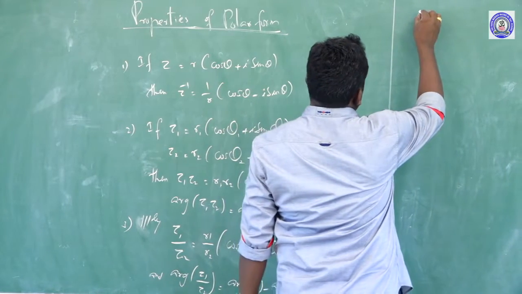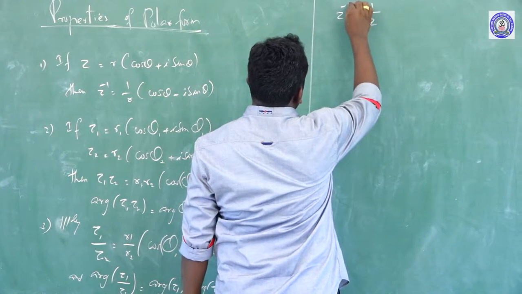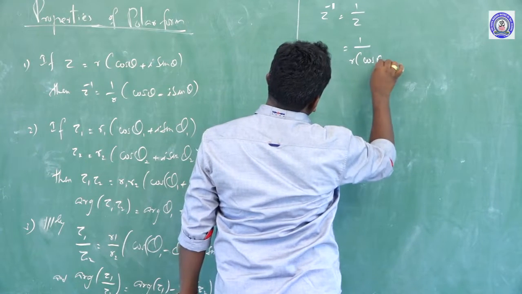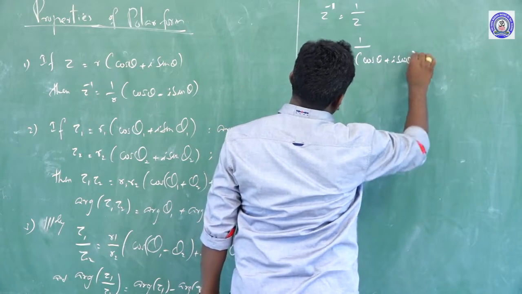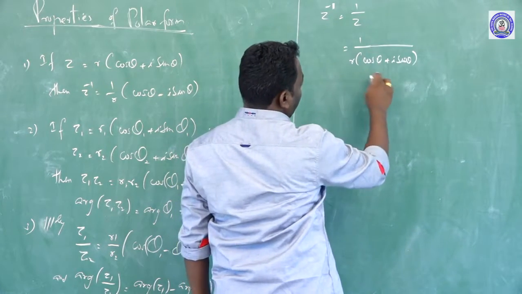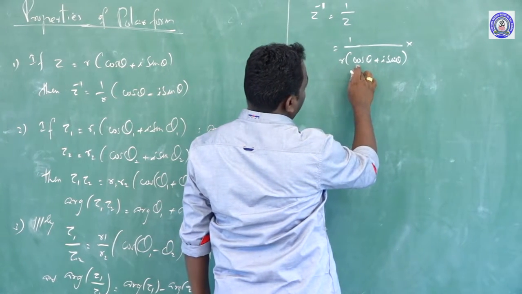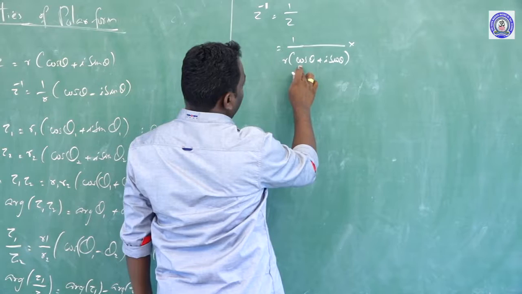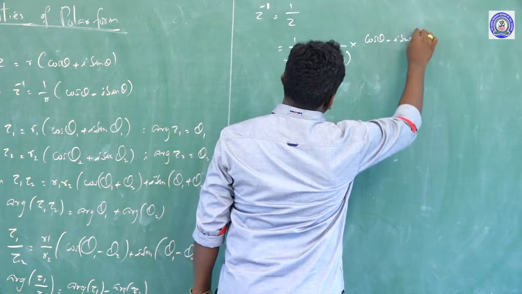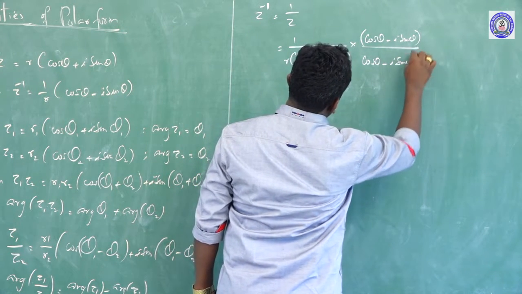So now we take z inverse, that is equal to 1 by z. We know z is r into cos theta plus i into sin theta. Now, to avoid the complex form, we take the conjugate of the denominator. Therefore, I will multiply by the conjugate of the denominator: cos theta plus i sin theta has conjugate cos theta minus i sin theta. So the numerator is cos theta minus i into sin theta, and the denominator also has cos theta minus i into sin theta.